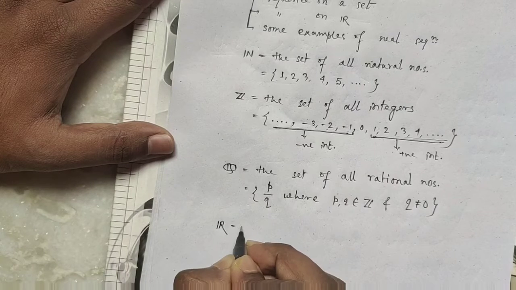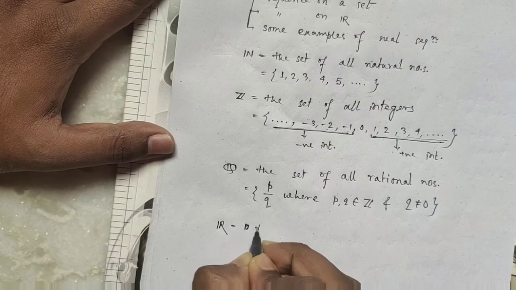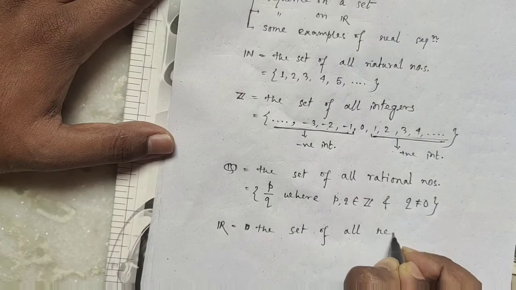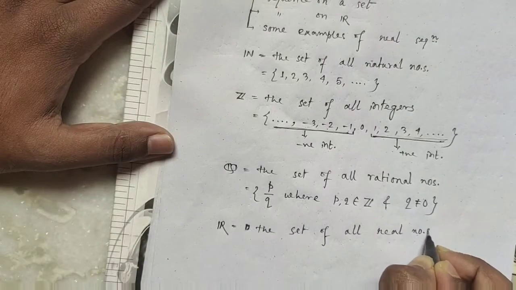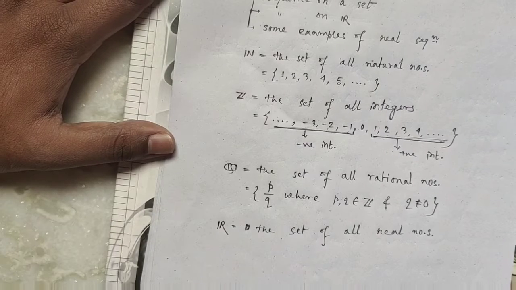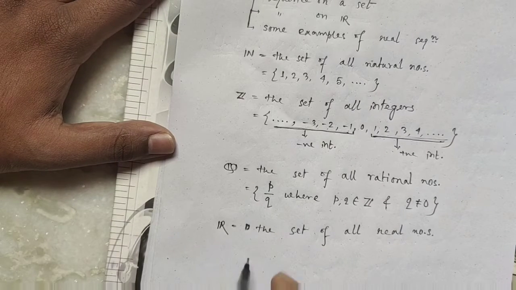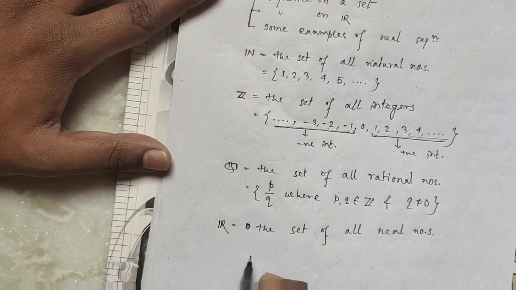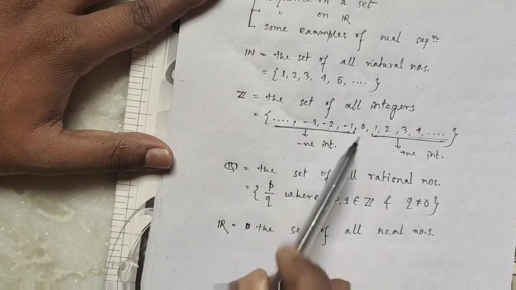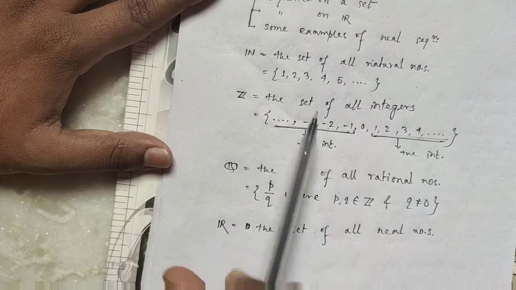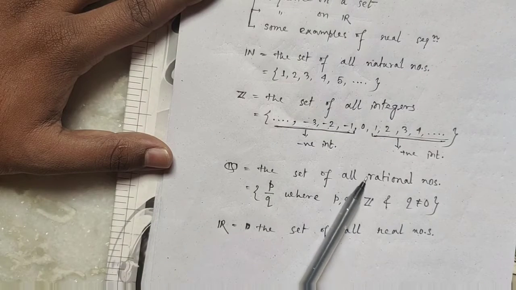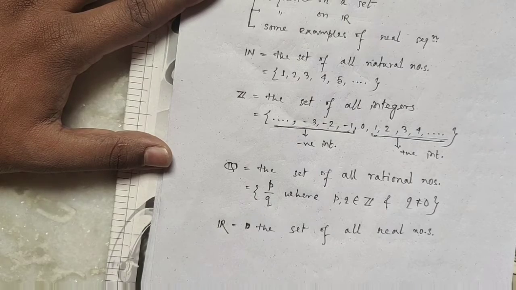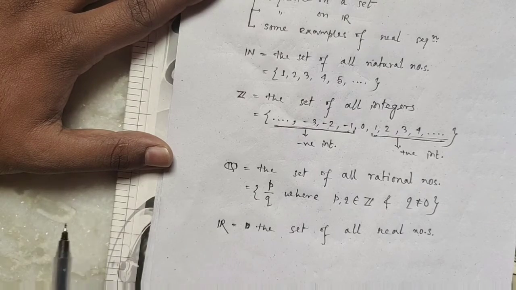R, the set of all real numbers. Which are the real numbers? The set of all natural numbers, set of all integers, set of all rationals, and set of all irrationals. Combine these four sets, we get the real numbers.